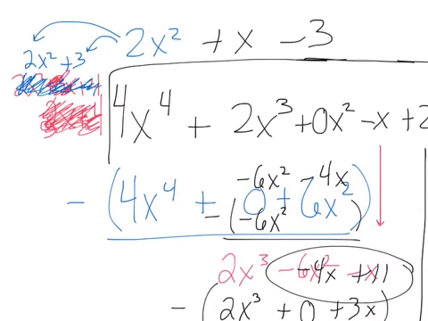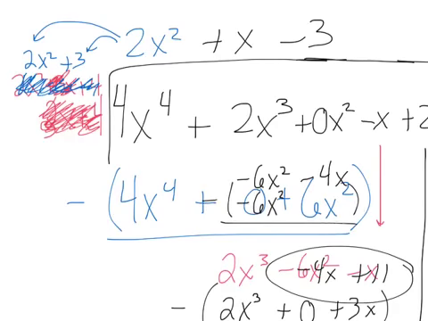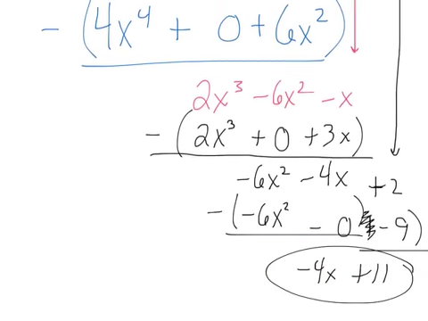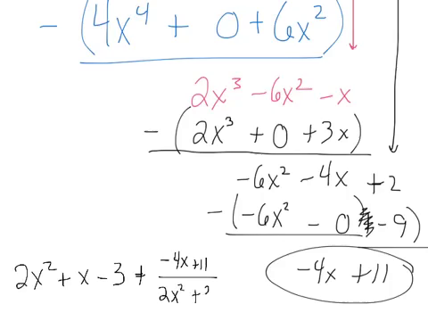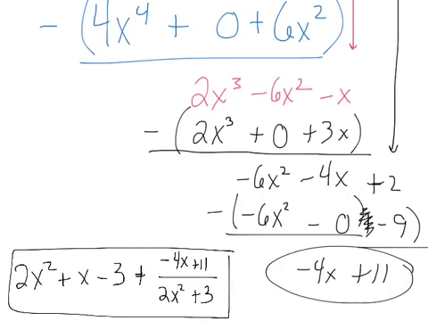Yes, so take the answer up here, the quotient, and write it down: 2x squared plus x minus 3. Then plus the remainder, which is negative 4x plus 11, all over the divisor, which was 2x squared plus 3. So again, you have your quotient plus your remainder over your divisor, always.